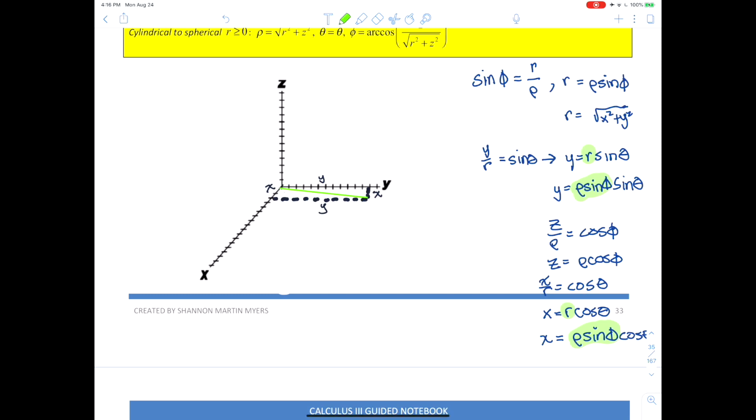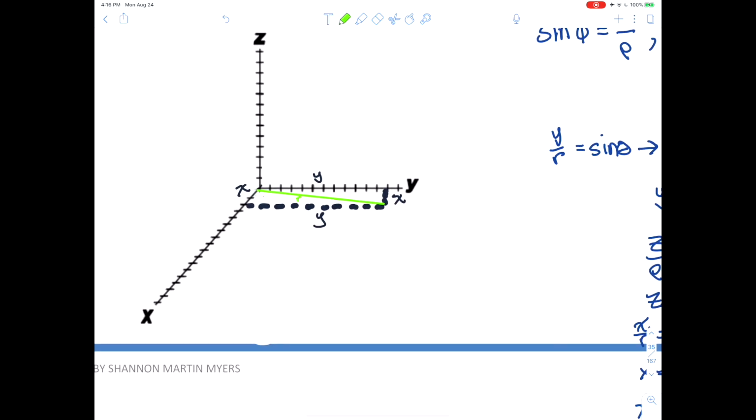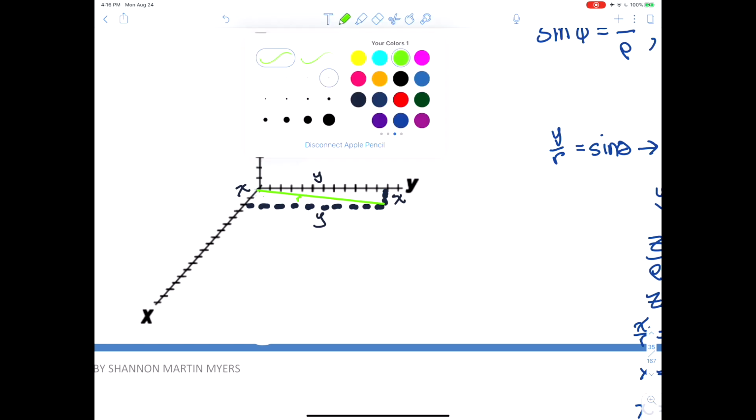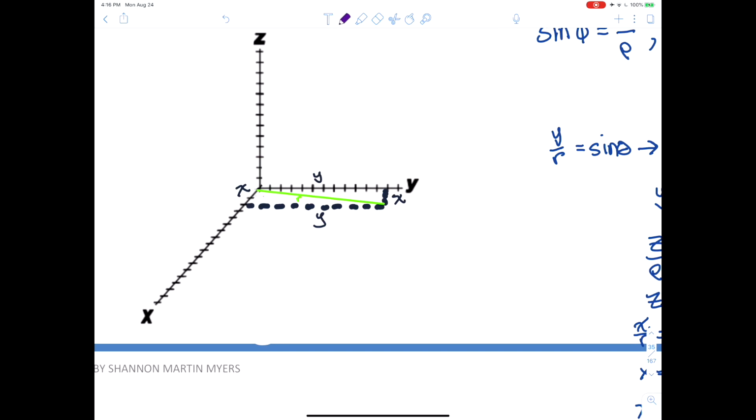Actually, I don't need an arrow on it. So this right here is r. And then theta, I forgot what colors I used on the other one, sorry, is this angle here. So this is theta. Cool so far?